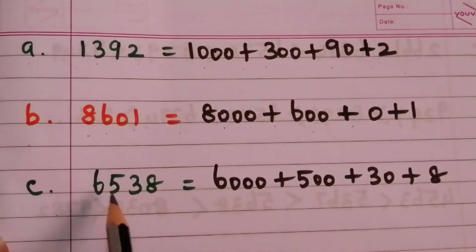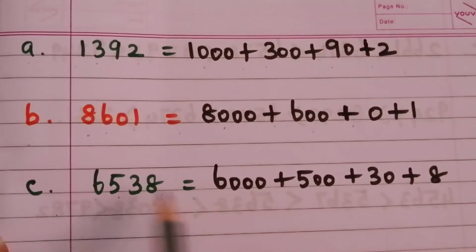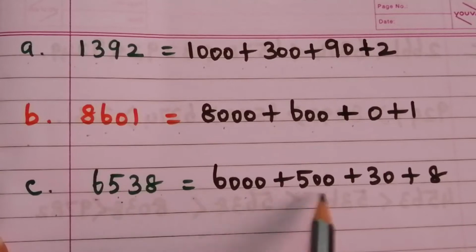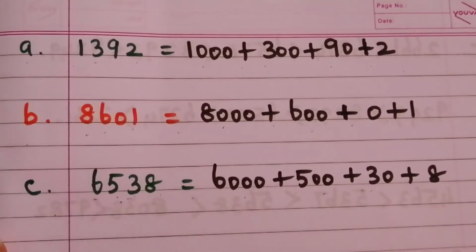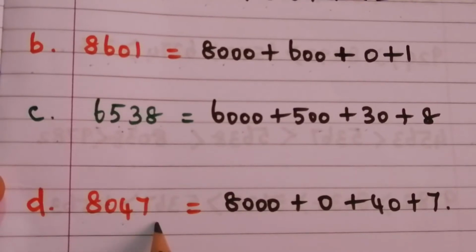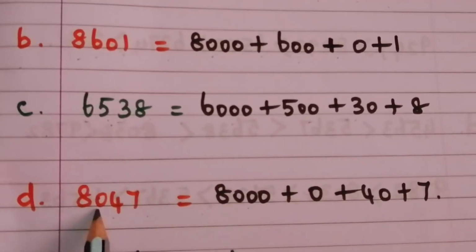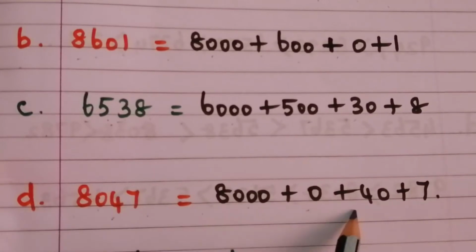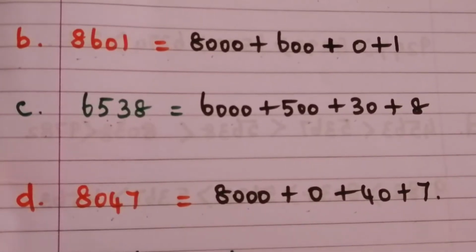And C, 6538 equal to 6000 plus 500 plus 30 plus 8. And problem D, 8047 equal to 8000 plus 0 plus 40 plus 7.